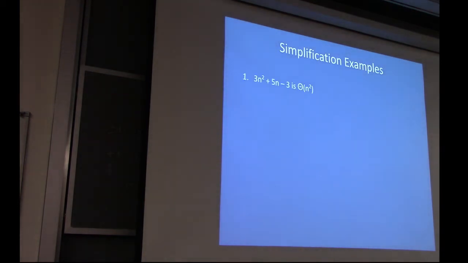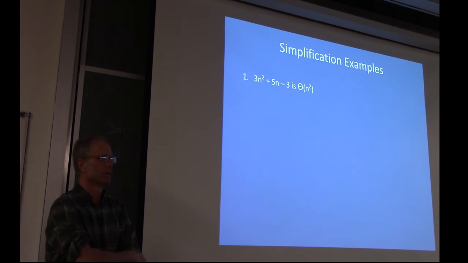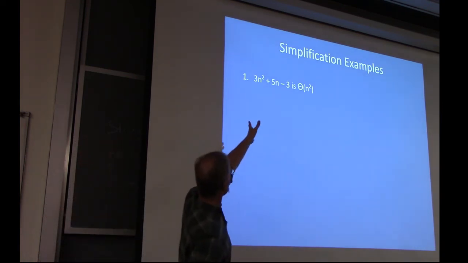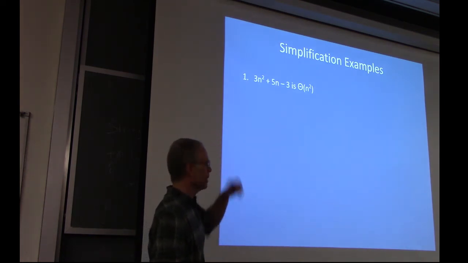So here's an example. How would you argue that 3n squared plus 5n minus 3 grows at the same rate as n squared, using those simplification rules I gave you? Yeah? Okay, you throw away the low order terms, they're dominated by the high order term. Throw away the 3, you're left with an n squared.